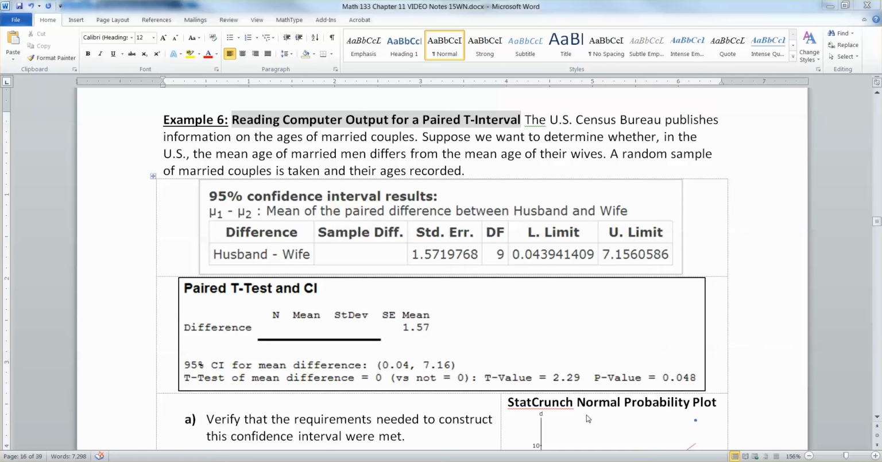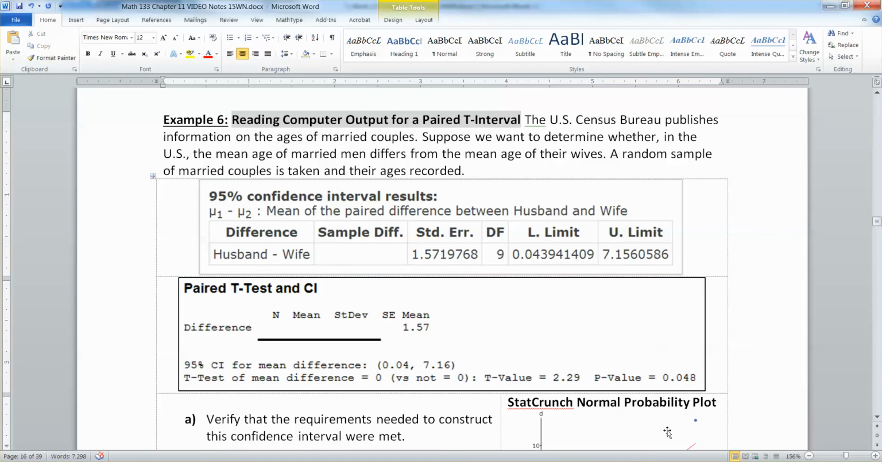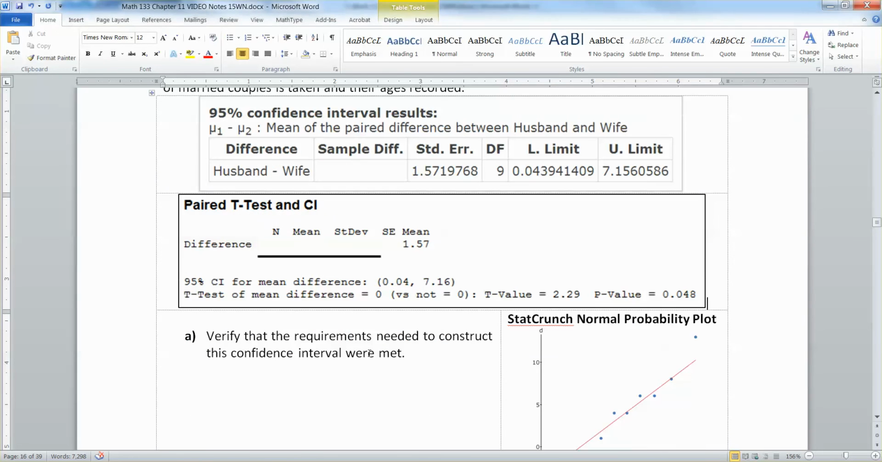And you can see I have the output in two different computer programs. Not that you'd ever get both computer programs in an exam situation, but you need to be able to read either one of these programs and know what they're giving you in order to analyze it for the questions later. The first thing we need to do is figure out whether the requirements needed to construct the confidence interval were met.